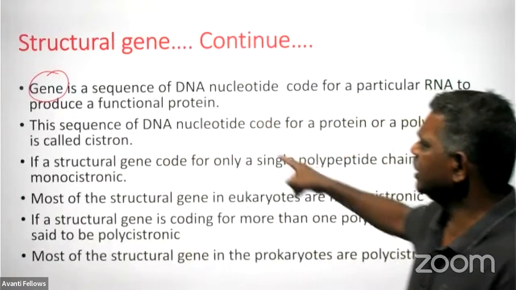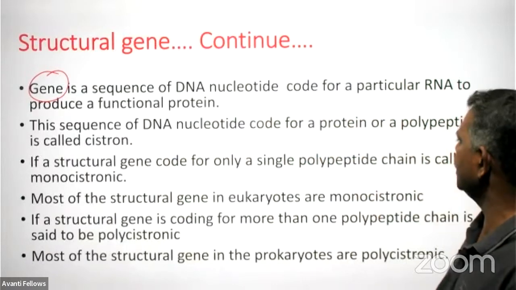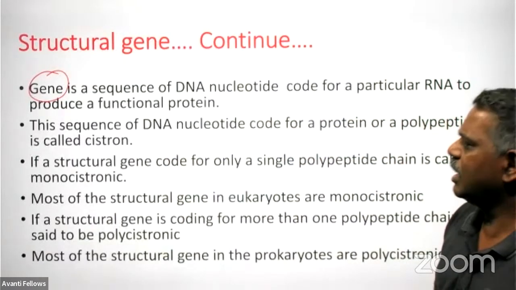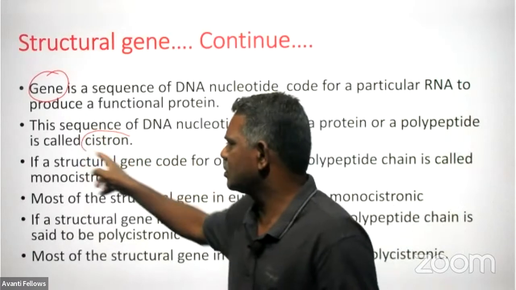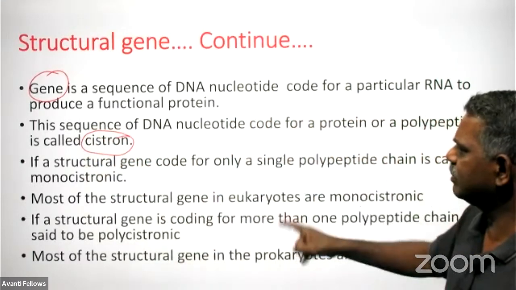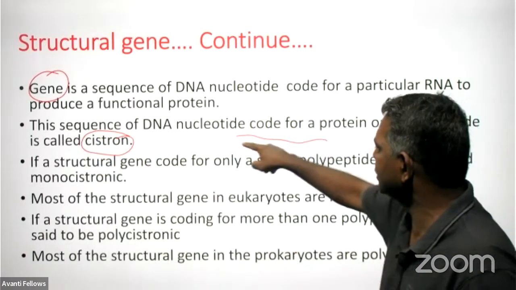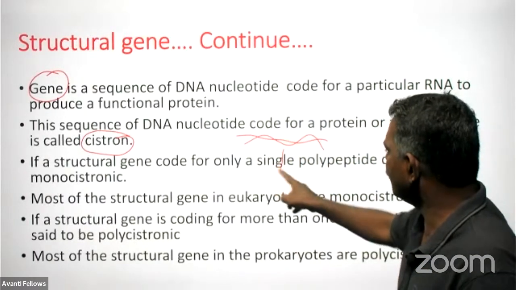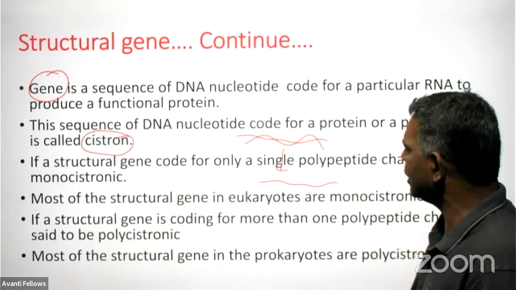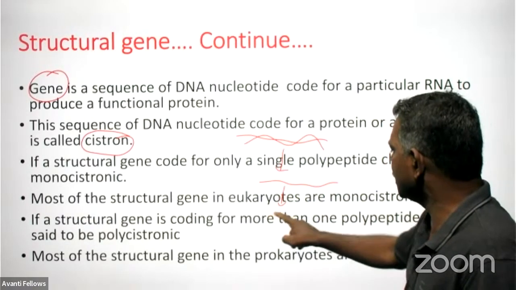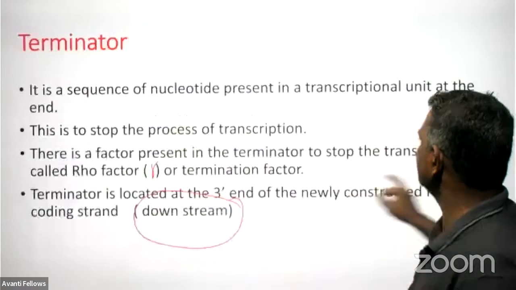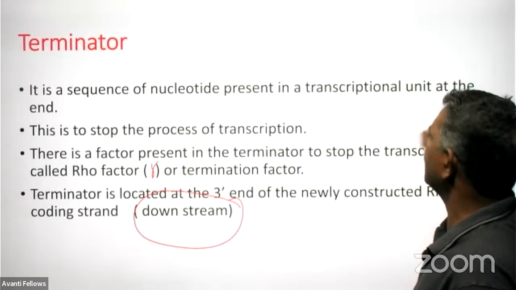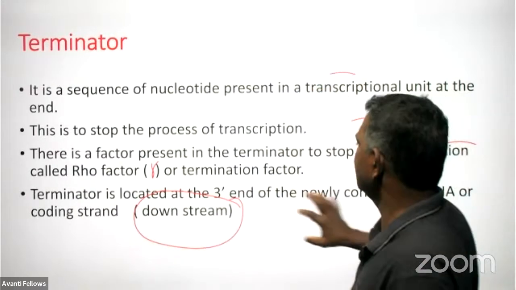And this sequence of DNA nucleotides that codes for a protein or a polypeptide chain is called the cistron. It is a sequence of DNA nucleotides coding for a particular mRNA or RNA, and this RNA produces a particular protein, right?